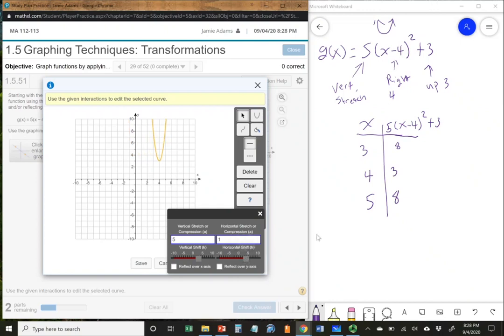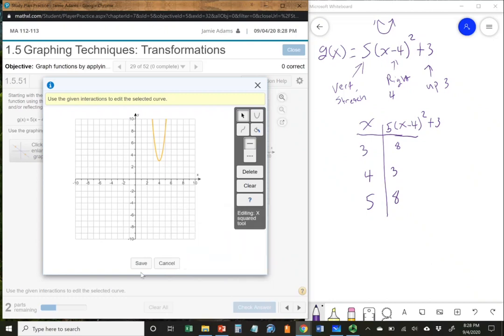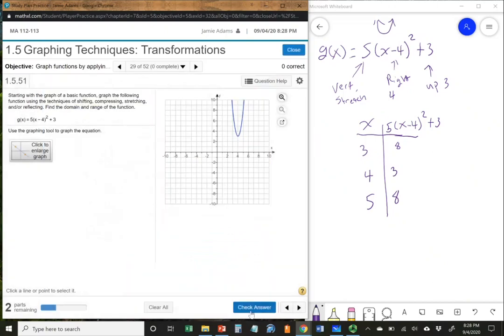Then let's double check ourselves. We found the point 3, 8. So notice that 3, 8 is a value on the graph. Check 4, 3. 4, 3 is a value on the graph. And 5, 8 is a value on the graph. We're good. We have found our function. Click Save. We're done.